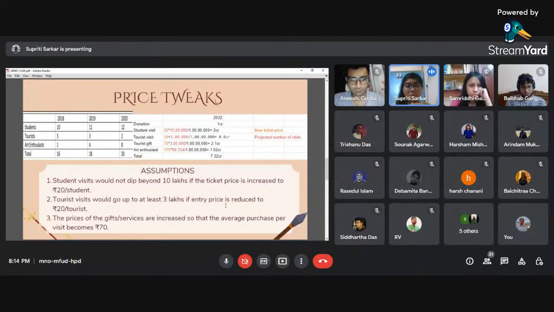Now let's come to the tourist part. The number of tourists have been decreasing. So to increase the amount, we have decreased the ticket price at the entry level, but the prices of the gifts and the services provided inside the museum are suggested to be a little more expensive, so that the average turns out to be rupees 70 rather than 50. So all in all, the tourists would give us a better revenue than the present pricing system.